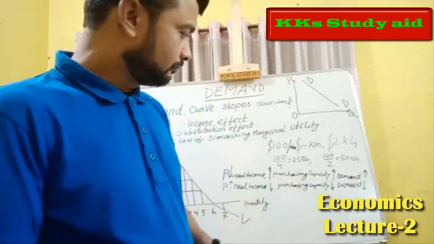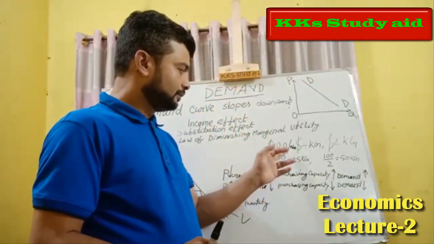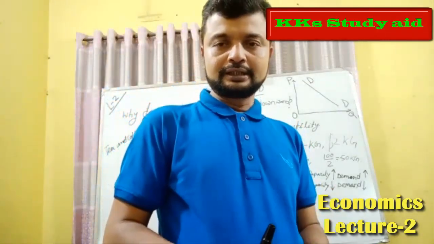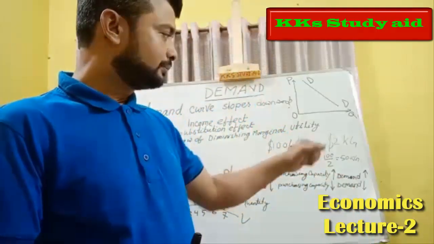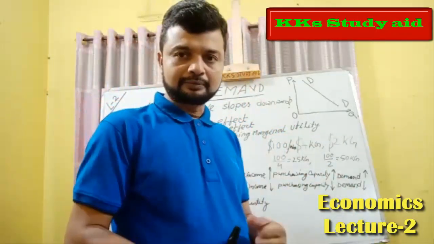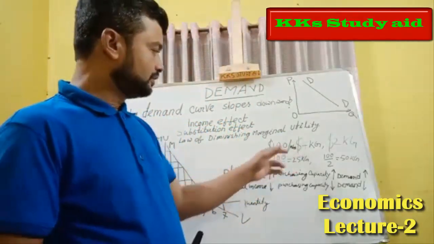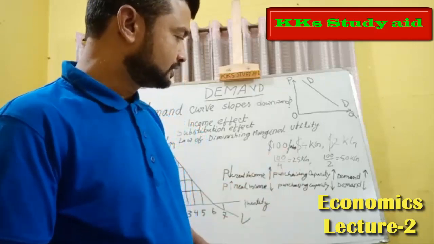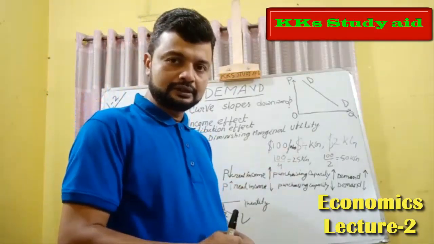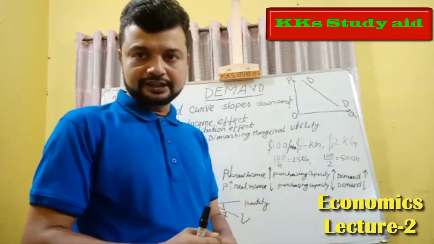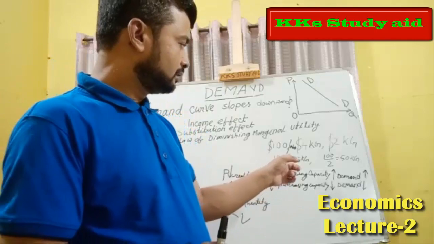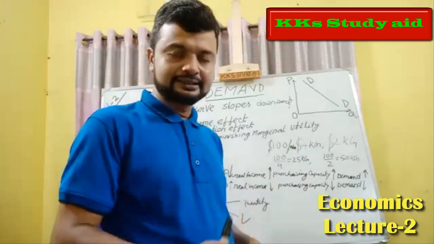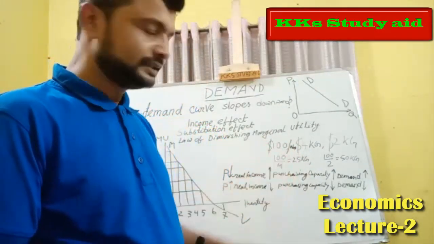For example, a consumer's income per week is $100, and a commodity like rice is sold in the market at a price of $4 per kg. What would be the real income of the consumer? If you divide 100 by 4, you will get 25 kg. That is, the consumer is able to purchase 25 kg of rice with his whole income. In that sense, his real income is 25 kg.